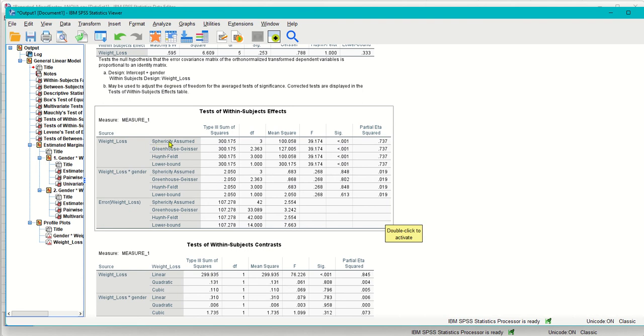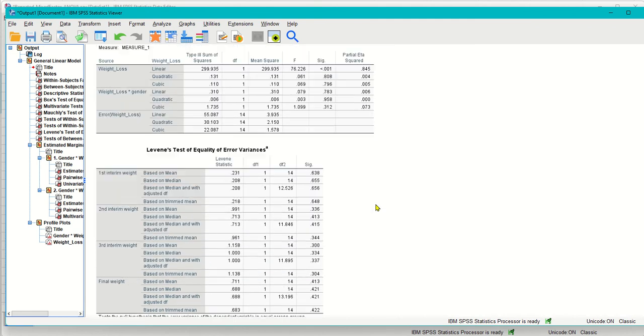And since our sphericity is assumed, it wasn't significant up here, we would look at the first row, and we see that there is a significance. And by the way, here are the effect sizes for weight loss, right? Going down to the interaction variable, we see that there was no significance here. And you can see it corresponds with effect size. It's very, very small, right?